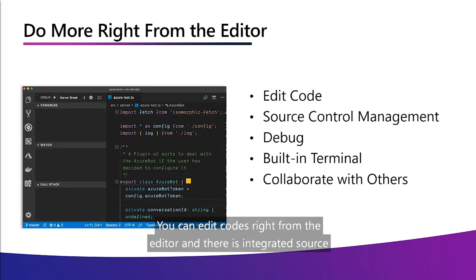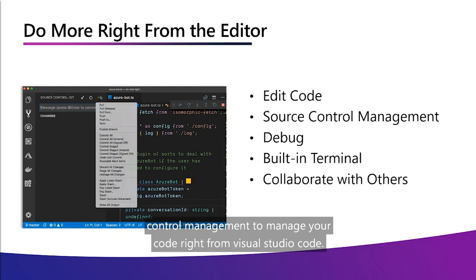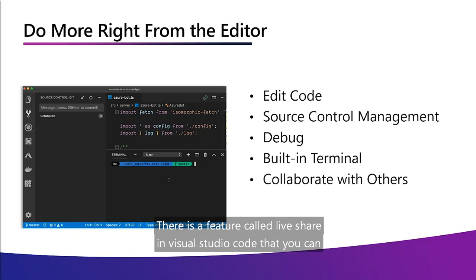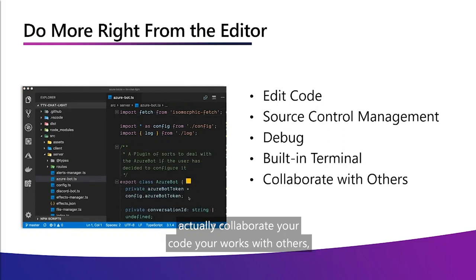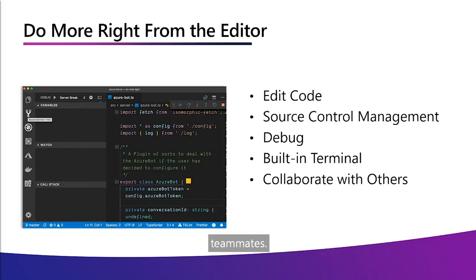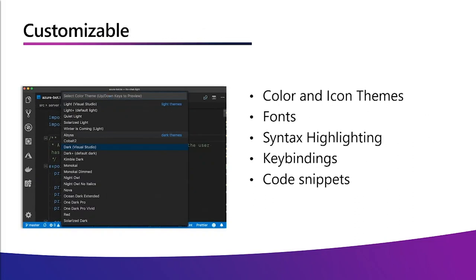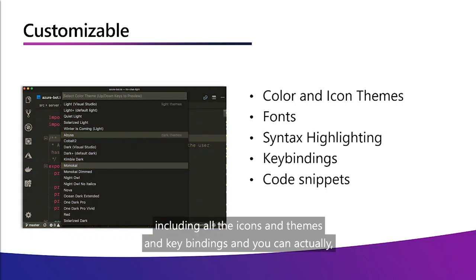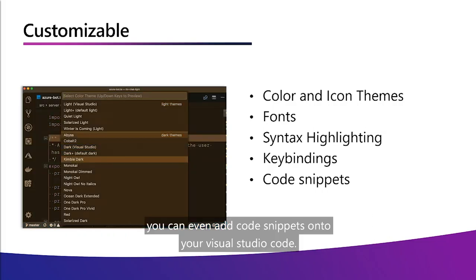You can edit code right from the editor, and there is integrated source control management to manage your code right from Visual Studio Code. There is a feature called Live Share that lets you collaborate with others. Others can work in your code, and you can share your code with your teammates. You can customize the look and feel of your editor, including all the icons, themes, and key bindings.